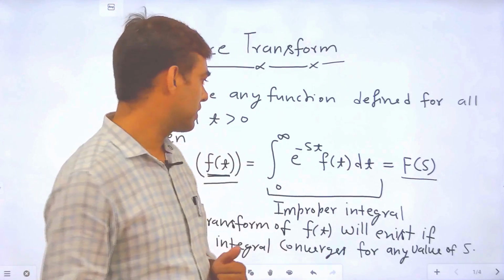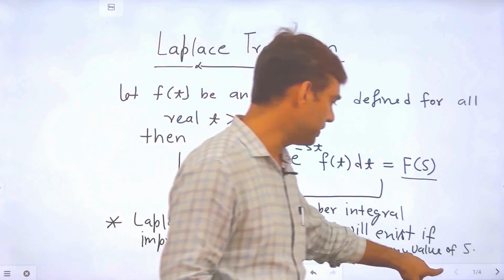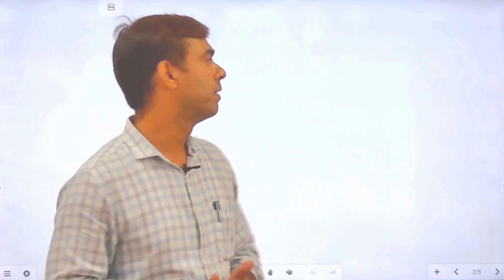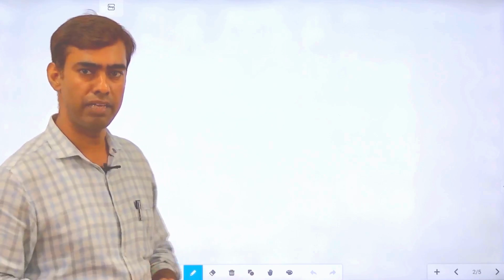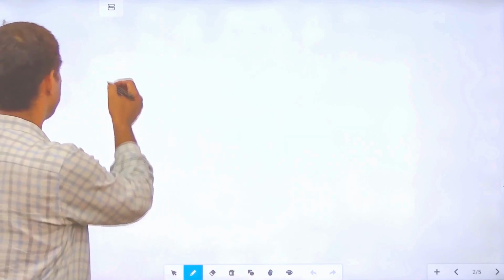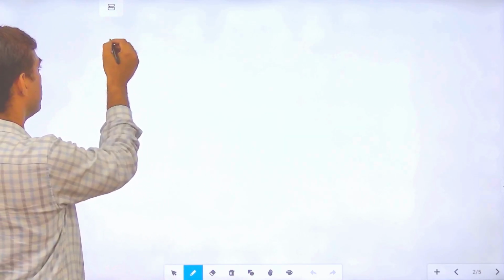So, without wasting time, now we try to find out the Laplace transform of some elementary functions. So, what is the first elementary function? Here we first write the Laplace transform of elementary functions.